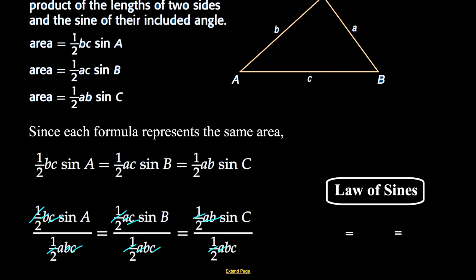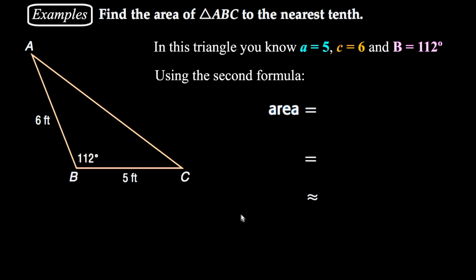So this is called the law of sines. It says the sine of A over A is equal to the sine of B over B, which is equal to the sine of C over C. Well, this law of sines is very useful to help us solve triangles. So let's go ahead and find out how we can use that.